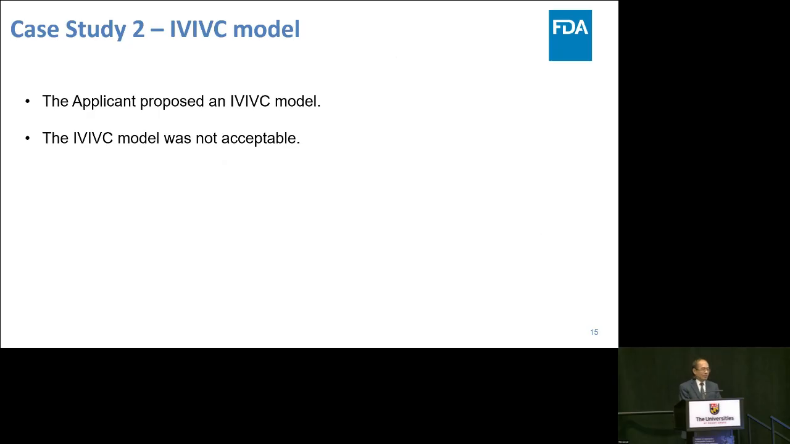In the resubmission, the applicant did propose the IVIVC model. However, that model was not acceptable because it has several fundamental flaws. For example, the 2 batches used for model development have the exact same formulation, the exact same manufacturing process, and similar dissolution profiles. So those 2 batches should not be used to develop an IVIVC according to our guidance.